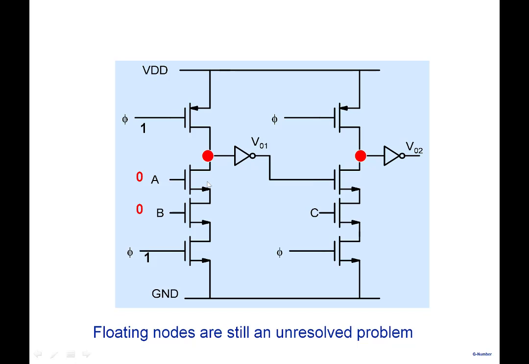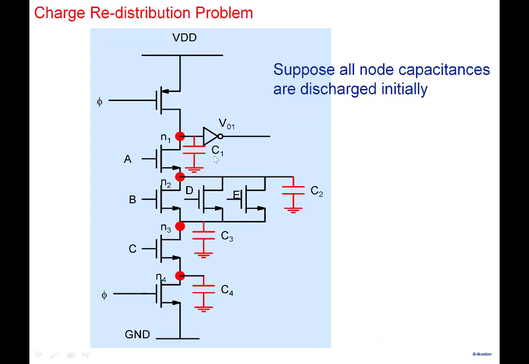Floating nodes are still an unresolved problem. We still have a floating node here. We have not solved the problem of the floating node. Remember all this, if the input rises, if both the inputs become close to threshold voltage, the node will start to discharge. So floating nodes are still a problem. We solved the cascading issues here. Now I want to show you floating nodes are not just a problem because this transistor may have some leakage current and cause this particular node to discharge, but floating nodes are also a problem because of a charge redistribution issue.